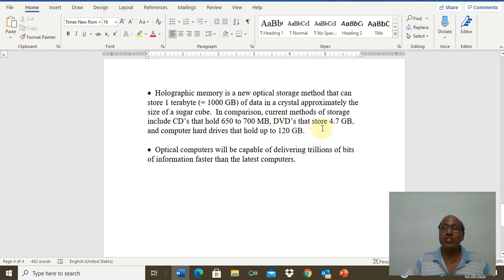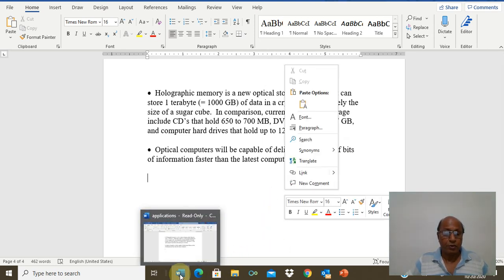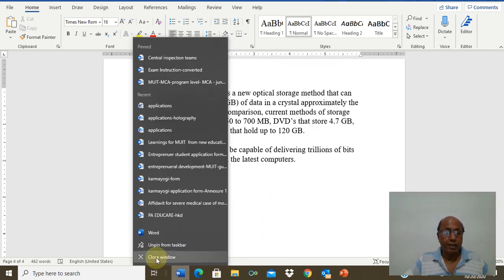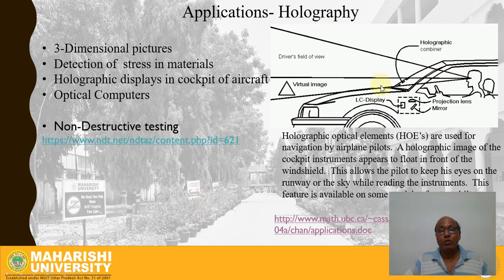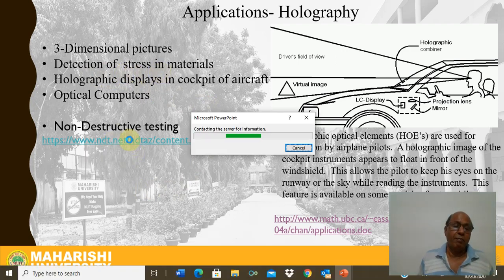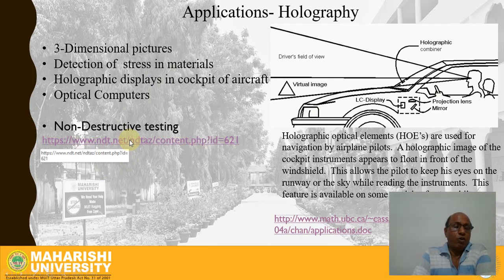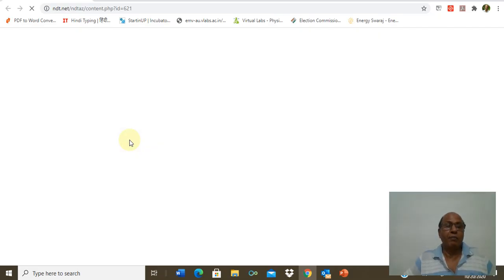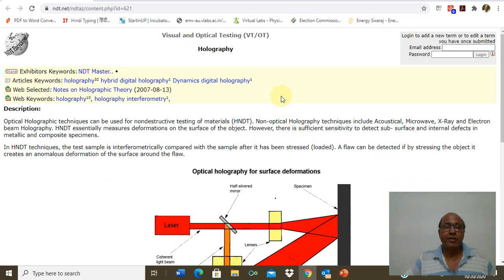So you can imagine how much information is available. So this was all about the applications. One last part which we will be discussing is non-destructive testing. As you saw here in the case of detection of stress, non-destructive testing is a method to carry out testing, which means you don't have to destroy the material. And I will just go through this briefly.